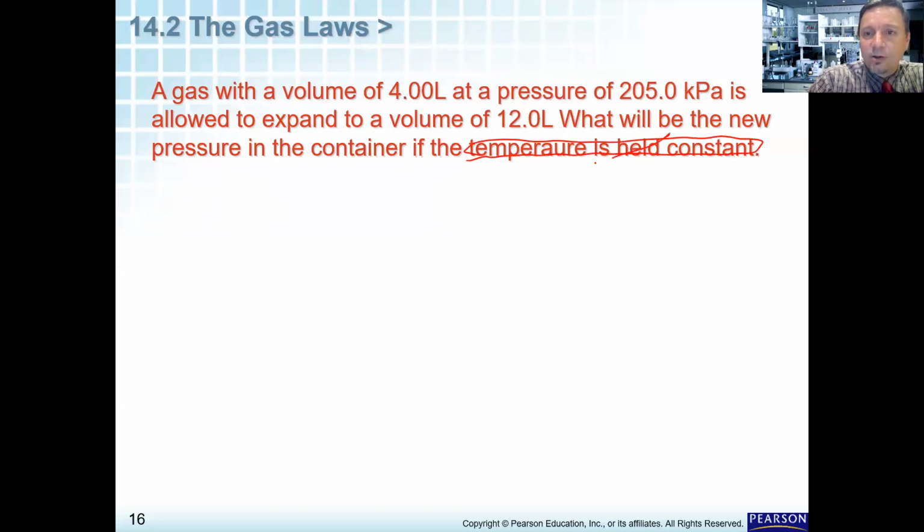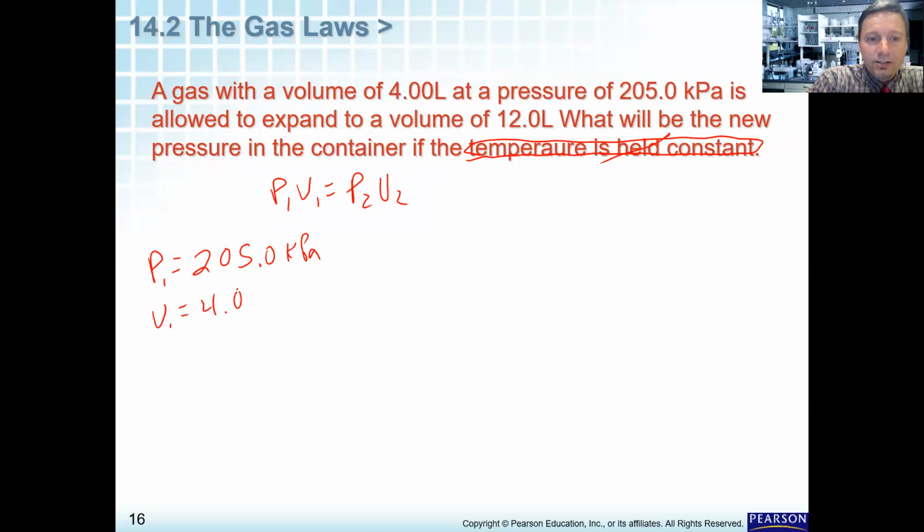Temperature is held constant, so I'm not going to deal with temperature, so that alerts me right away that I am dealing with my Boyle's Law. So that is my P1 V1 equals P2 V2. So I'm going to start writing down all my information. So my first pressure is 205.0 kilopascals. My volume initial is 4.00 liters. My pressure secondary is what I'm solving for, and that's going to be kilopascals. And then my secondary volume, it says it went up to 12.0 liters.